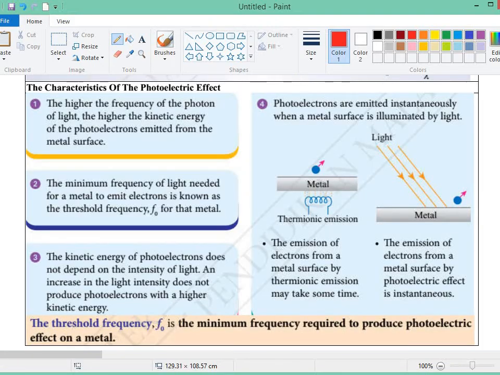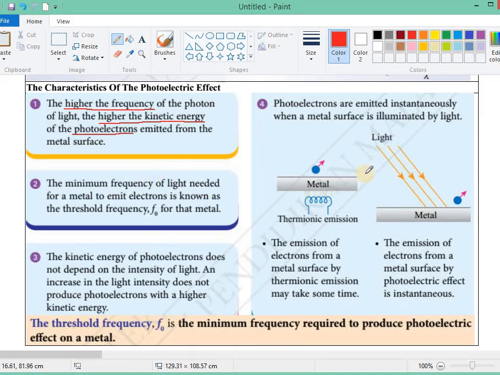Okay, so now we want to look at the characteristics of the photoelectric effect. This is very important. You must know all four of the characteristics. The first one: the higher the frequency of the photon of light, the higher the kinetic energy of the photoelectron emitted from the metal surface.